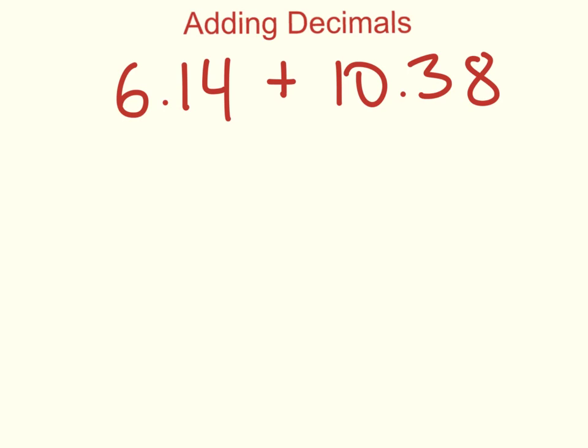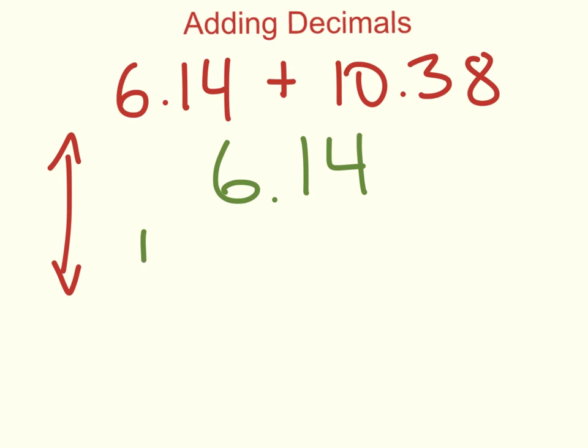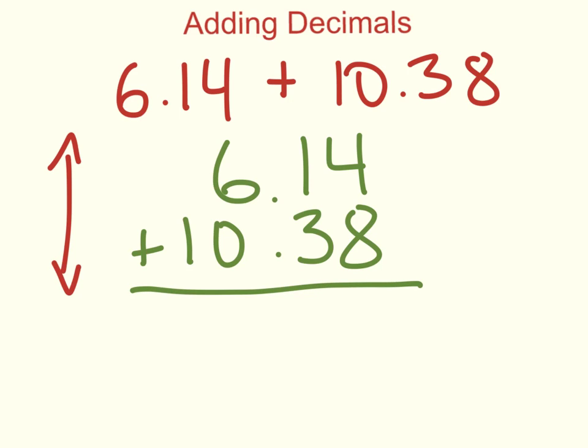The first thing you should do is write your question vertically, so up and down, and make sure to line up your decimals. So I'm going to rewrite this. 6.14 plus 10.38. Do you see how I lined up my decimals right here? How they're both in the same spot? That's really important.